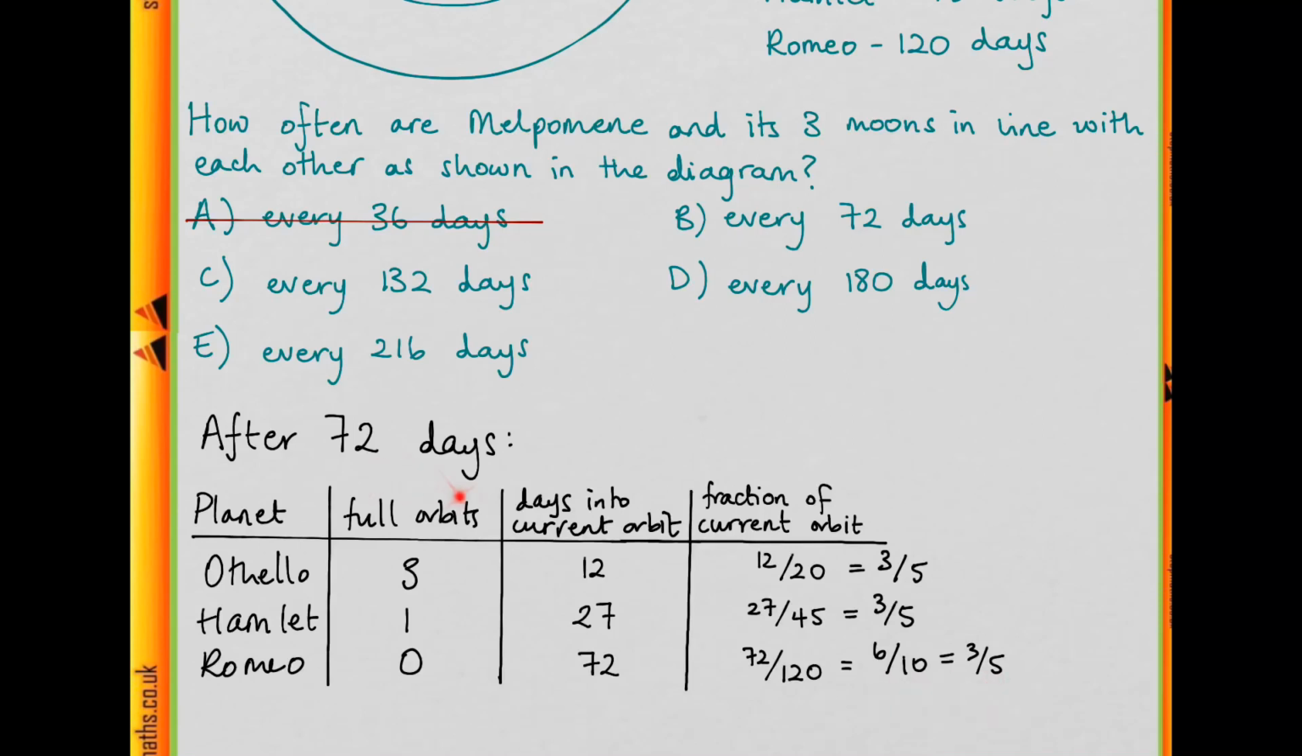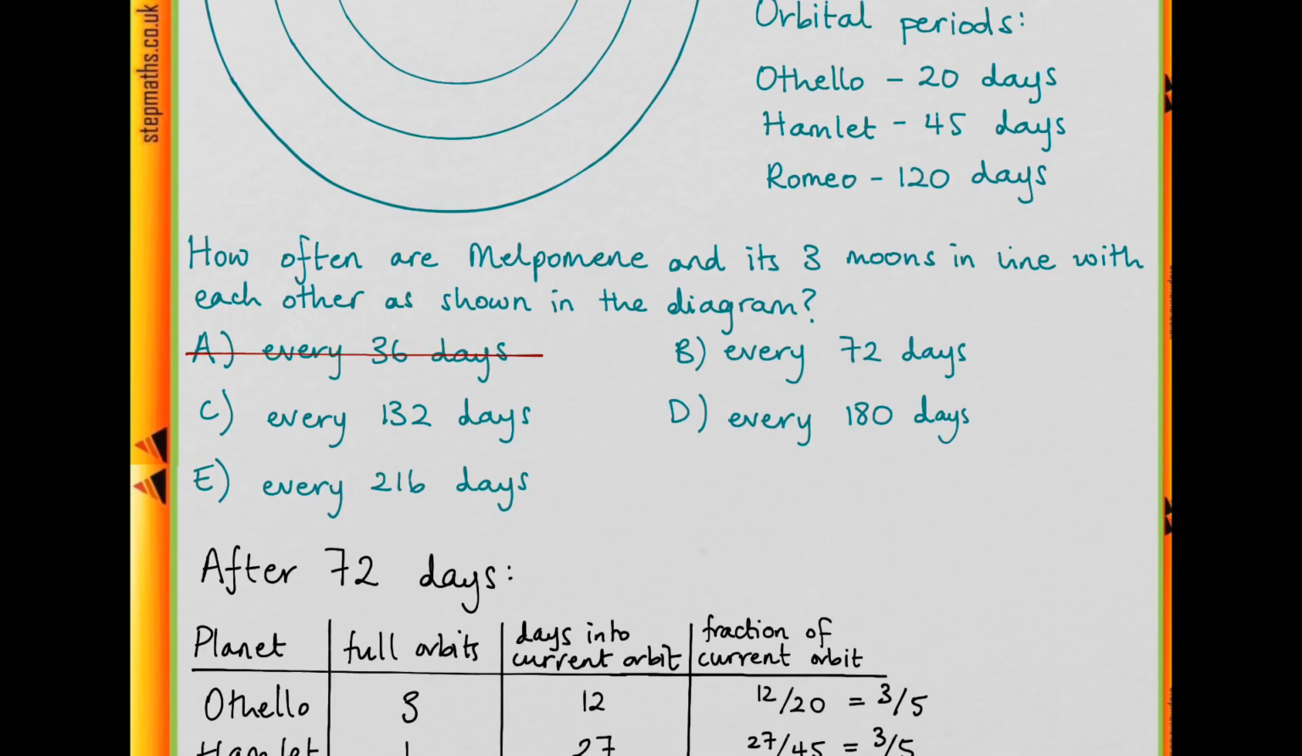So after 72 days, all 3 of these planets are 3/5 of their way through their current orbit, therefore they would be in line with each other, and so B is our answer.